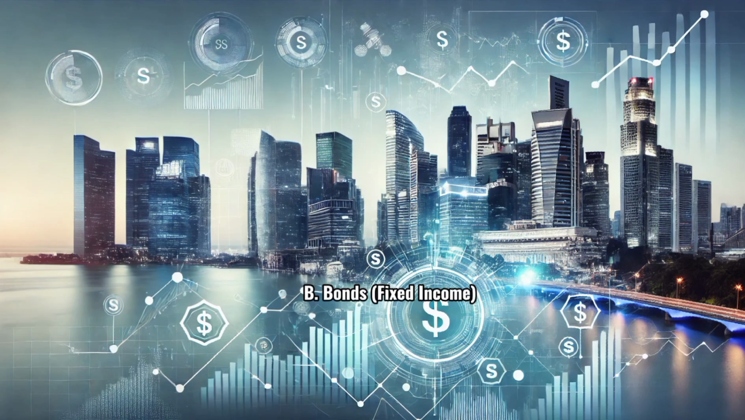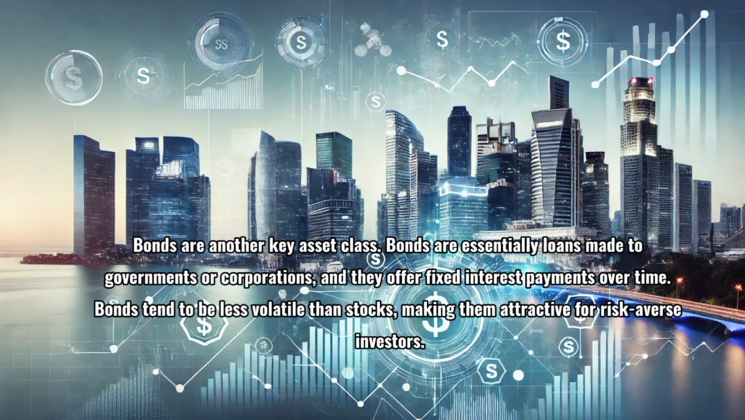B. Bonds. Fixed income. Bonds are another key asset class. Bonds are essentially loans made to governments or corporations, and they offer fixed interest payments over time. Bonds tend to be less volatile than stocks, making them attractive for risk-averse investors.